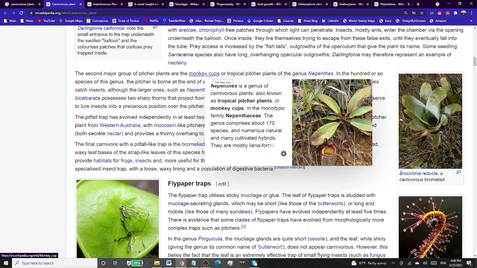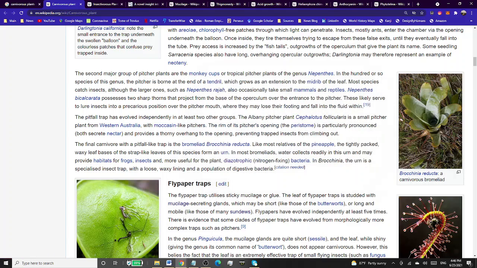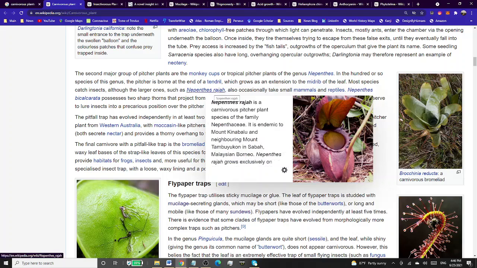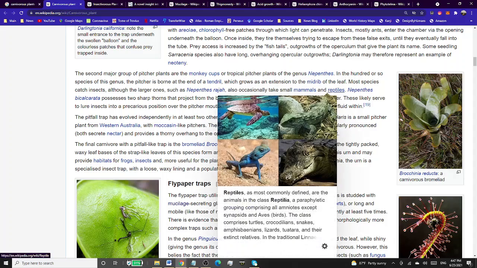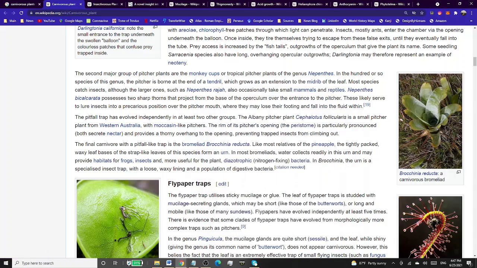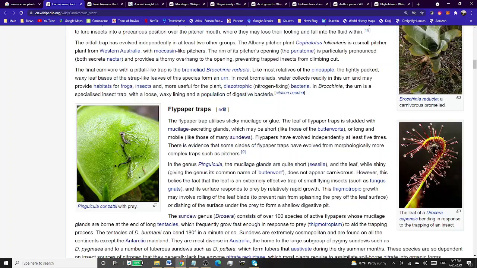There's also something called monkey cups. This one here. Nepenthes rajah, which guess where that's from again. This one catches small mammals and reptiles. You can eat different things. Oh my. Again, there's a whole bunch of them. I can go look through those later, but I'm not going to do that now.